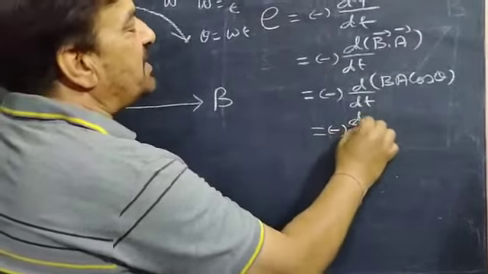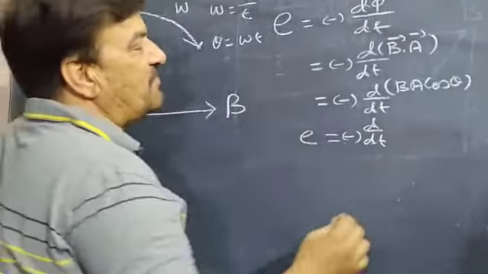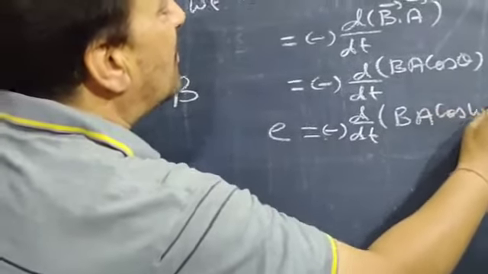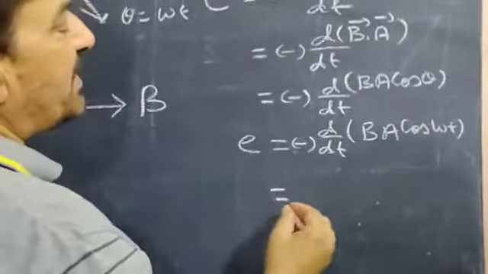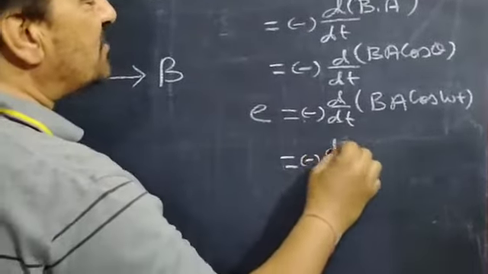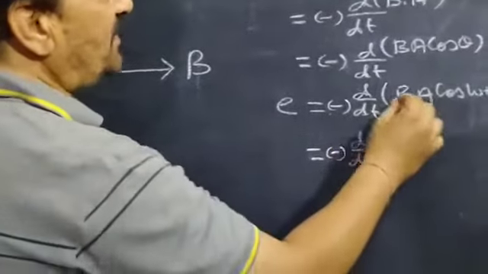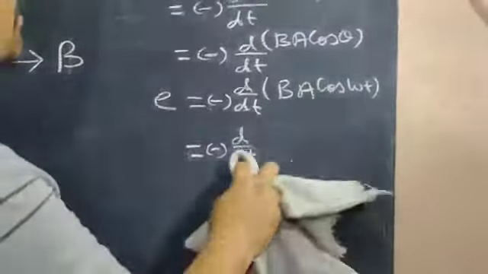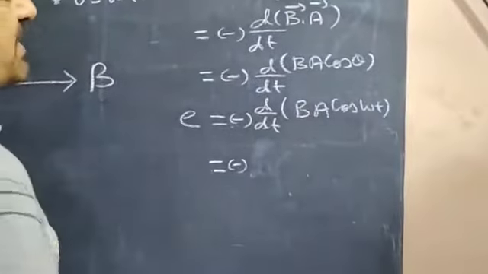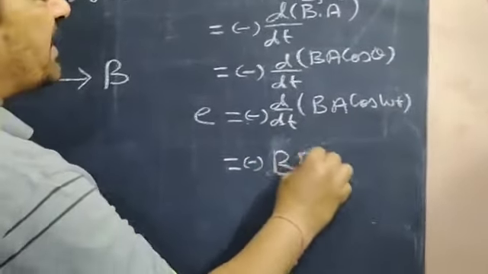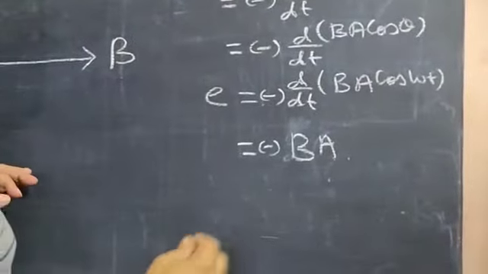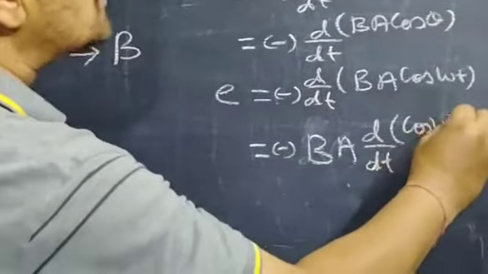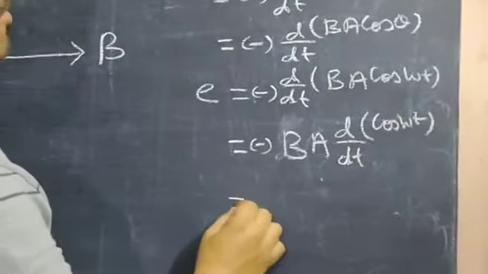So the induced EMF equals minus d over dt of B A cos omega t. B A is constant, since the strength of the magnetic field is constant and the area of the coil is also constant, so it can be taken out. So we will have the differentiation of cos omega t.